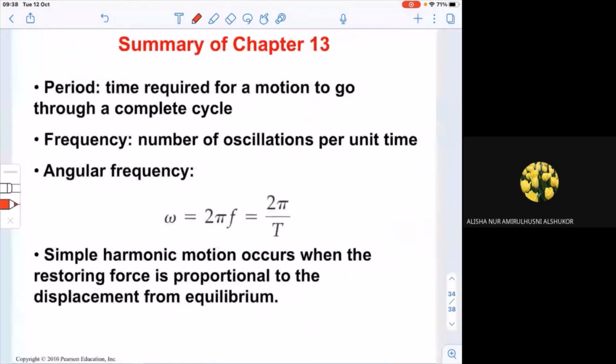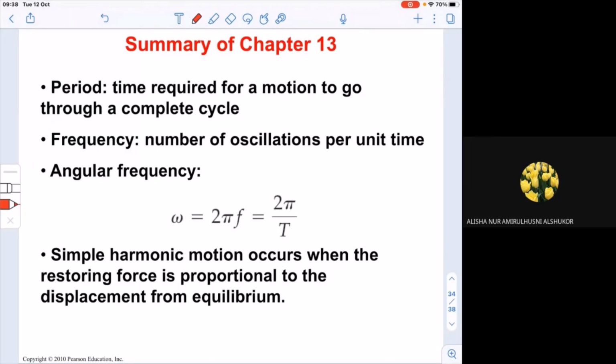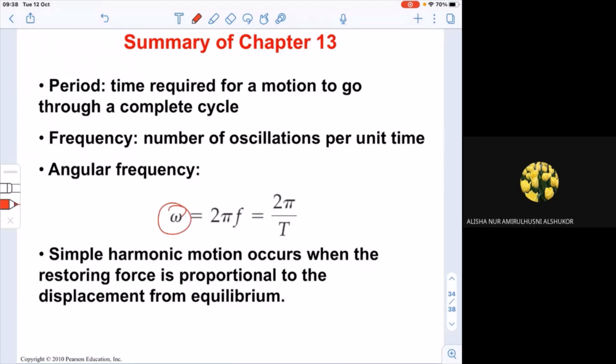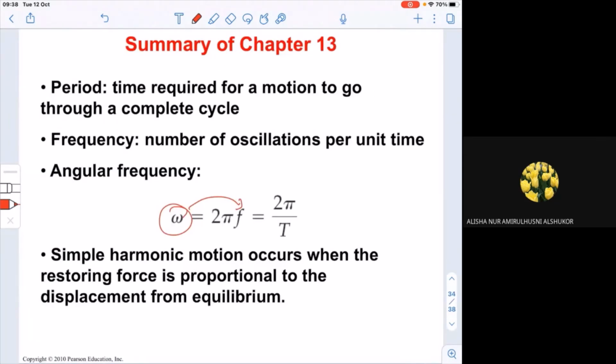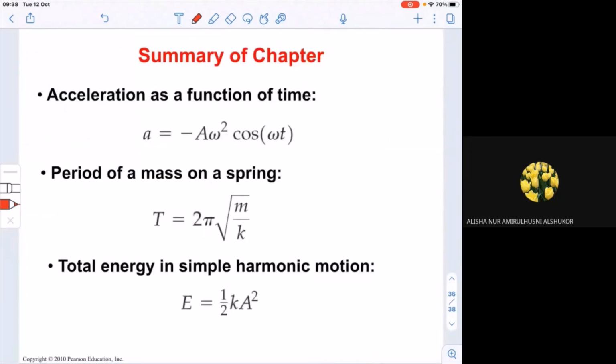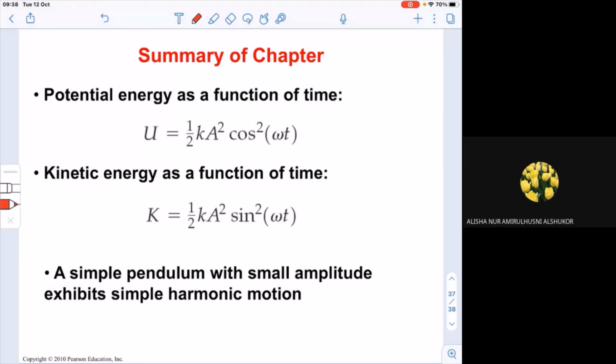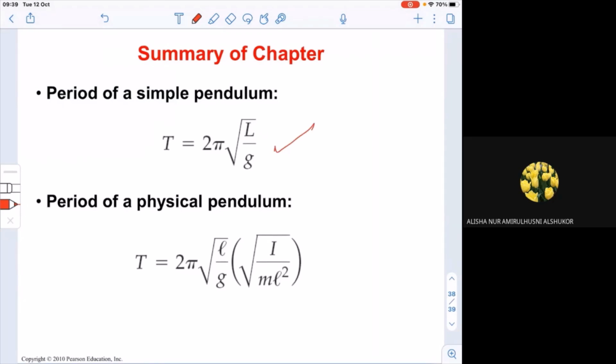So I think this is the summary. We have learned about period, frequency, angular frequency. Remember, before this we have learned about angular velocity or angular speed. In this chapter, we have learned angular frequency because it contains frequency. Simple harmonic motion, where we can get the displacement, the velocity, and acceleration, the period of mass on a spring, the total energy in simple harmonic motion, the potential energy as a function of time, the kinetic energy as a function of time. At least you need to know a simple pendulum with a small amplitude as a simple harmonic motion, which is T equals 2 pi root of L over g, and also the period of a physical pendulum.